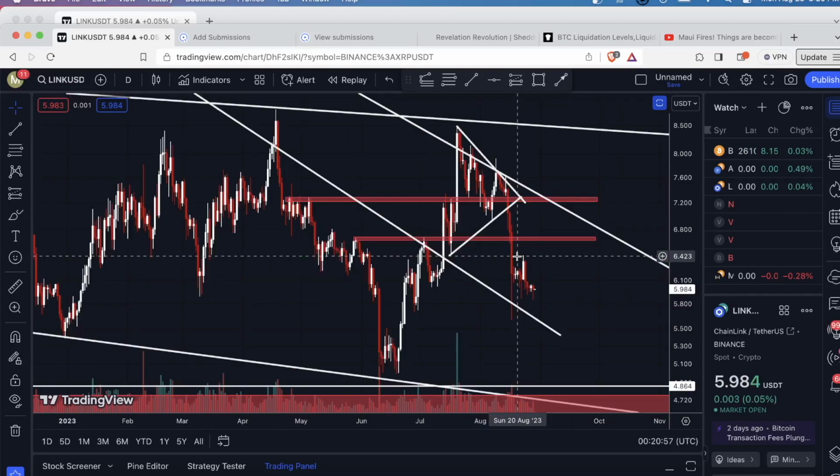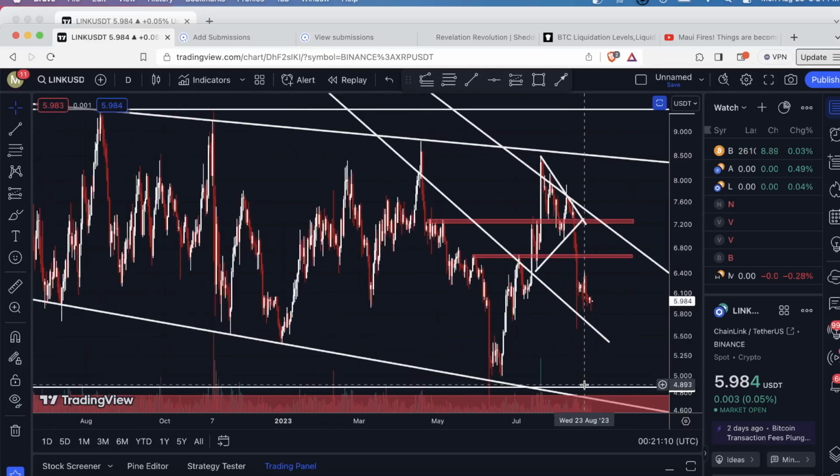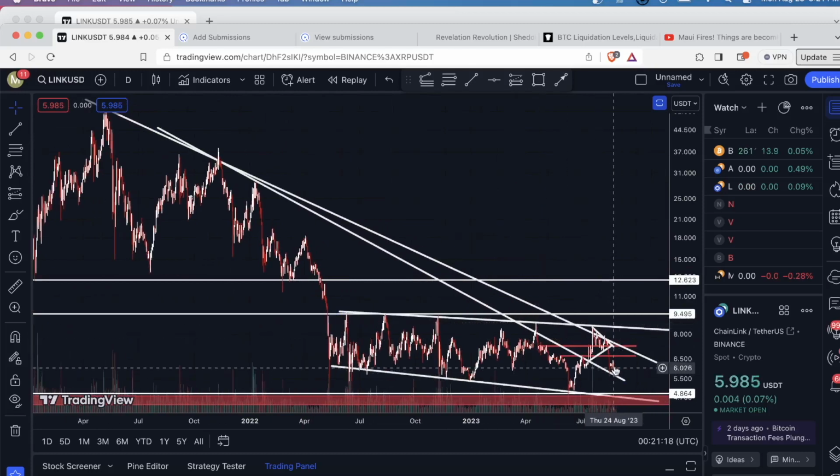And likewise, if the 618 Fibonacci support line breaks, look to this trend line as your next level of support. If that breaks, I'm afraid likely all the way back down here at around $4.87 or so. But yeah, hopefully this holds.